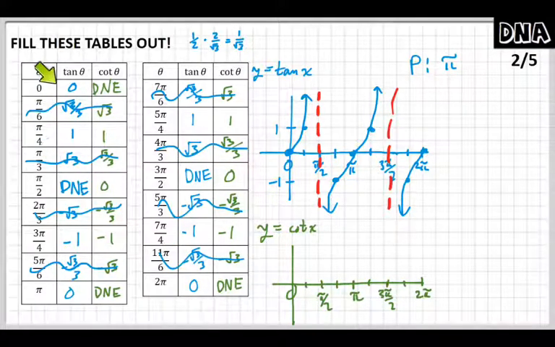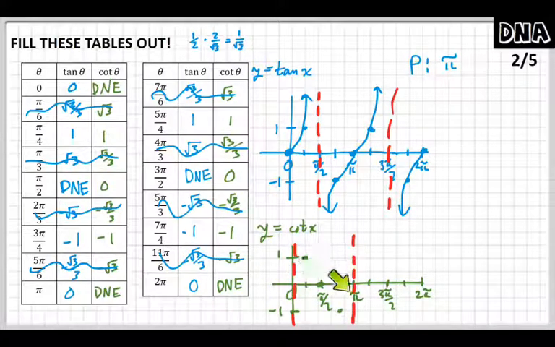Okay, so at 0, we're not existing. So I'm going to put an asymptote right there. And then our next one is pi over 4. We're at 1. So I'm going to put a point up here at 1. And then at pi over 2, what do we get? 0. Then our next point at 3 pi over 4, we're going to go down to -1. So I'm going to go bam, -1. And then what happens at pi? At pi, we get does not exist.